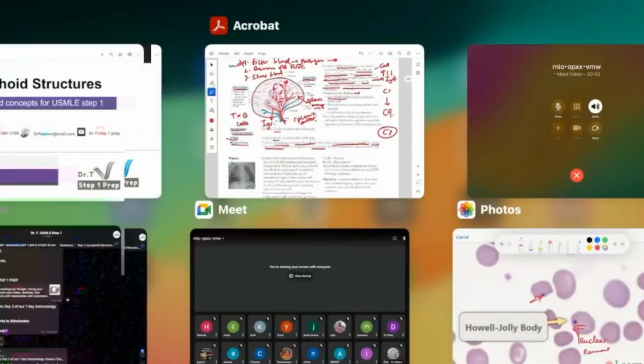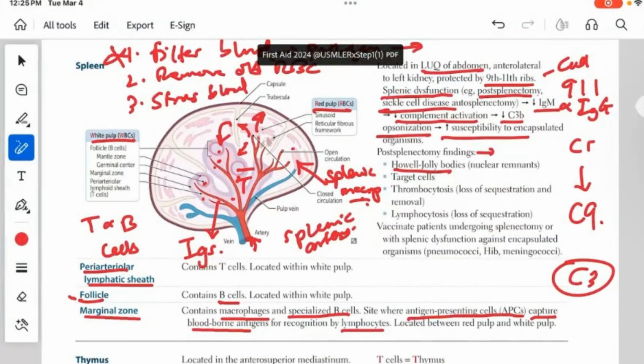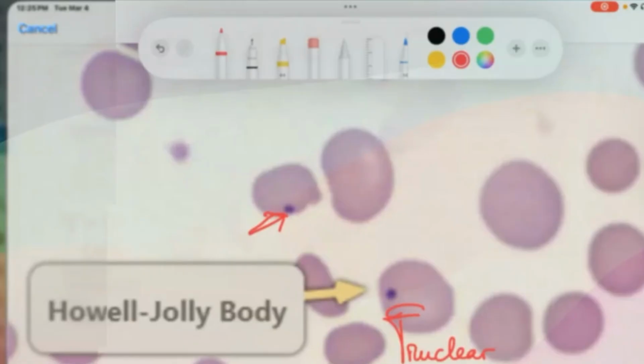All right. So what's the other thing you will see? Target cells. Okay, so target cells are like cells with a bullseye.